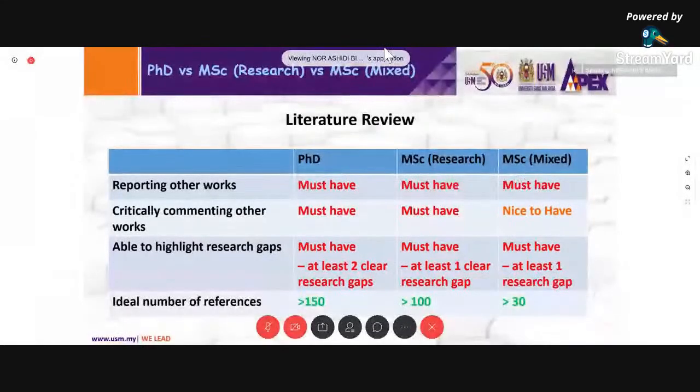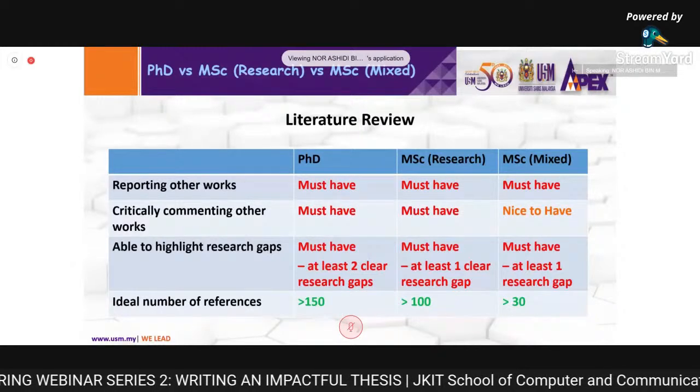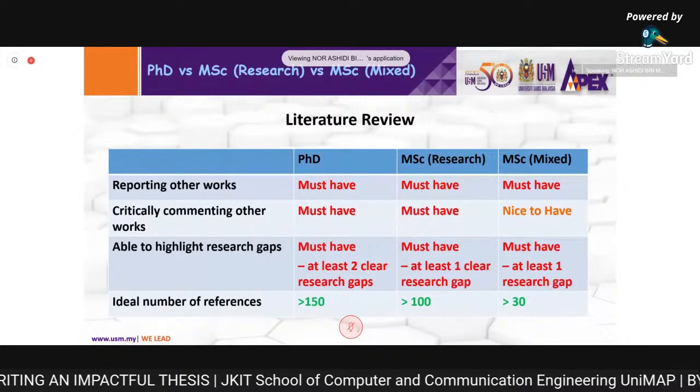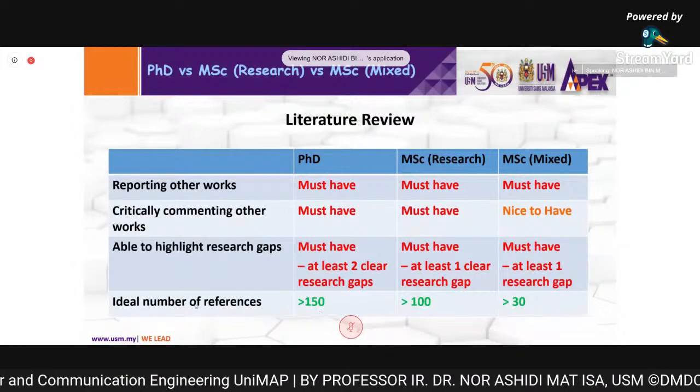What we call the flow is there. So when you write the thesis, you need to guide the reader in order to understand your flow clearly. Okay, so, ideal number of references. So this is just an ideal number.